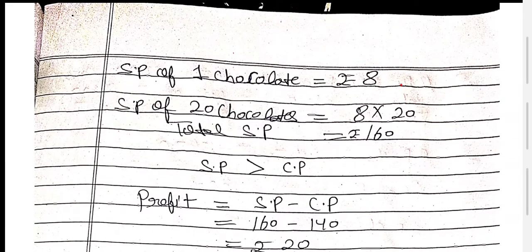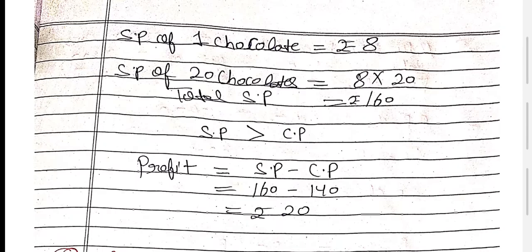Now the SP of 1 chocolate is rupees 8. Then what is the SP of 20 chocolates? 20 chocolates means it will be more. So you have to multiply 8 by 20, and you get 160. Now you do this comparison. Total CP you have is 140, and total SP you have is 160.